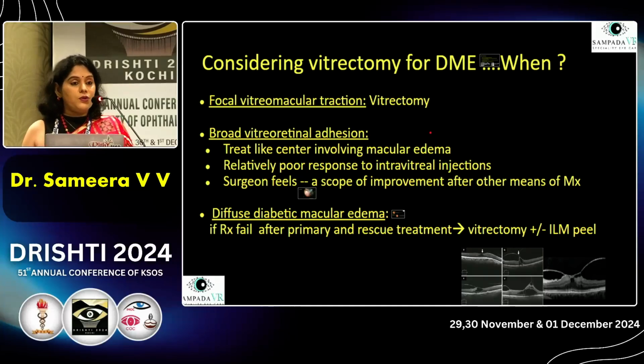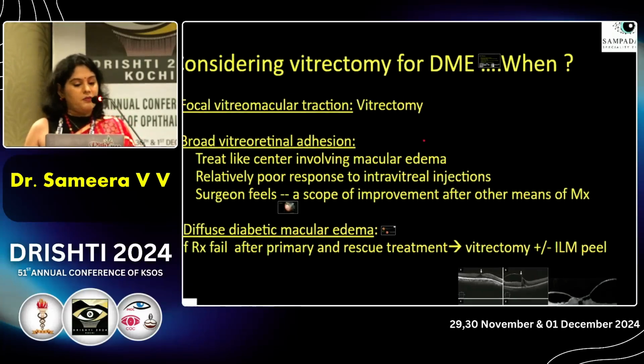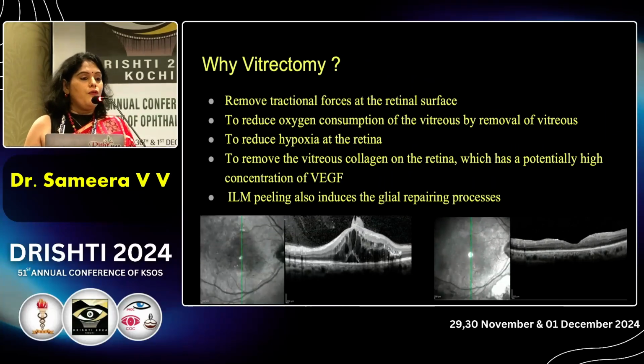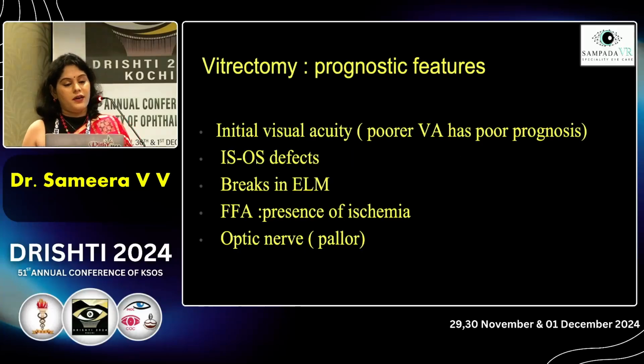And when there is diffuse diabetic macular edema, if the treatment is failing even after multiple injections and rescue treatment, you can plan for vitrectomy with ILM peel. Now, why do we need vitrectomy? How is vitrectomy going to help us? Vitrectomy removes the tractional forces at the retinal surface. It reduces the oxygen consumption of the vitreous by removal of the vitreous. It reduces the hypoxia. It removes the vitreous collagen on the retina, which potentially has a high concentration of VEGF. And ILM peeling itself induces the glial repairing process. This is how vitrectomy helps in diabetic macular edema.